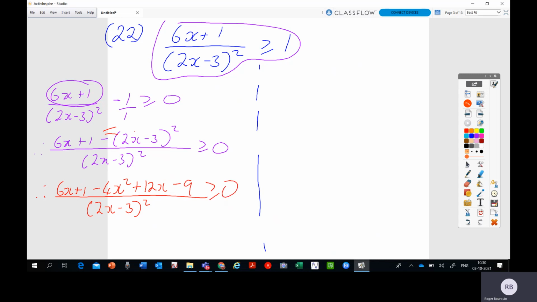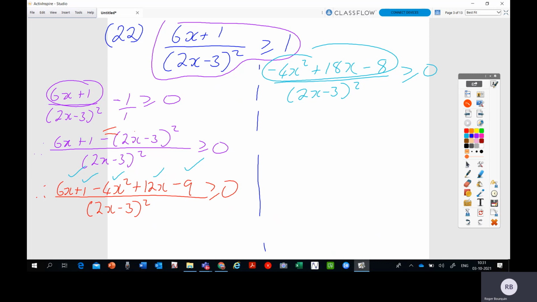Then I'm going to add like terms at the top. If I add my like terms, I'm going to get minus 4x squared, plus 12x plus 6x is plus 18x, and 1 minus 9 is minus 8, all over (2x minus 3) squared. And we want to know whether that's bigger than or equal to 0. To make my life easier, I'm going to divide the numerator by negative 2. Remember that the direction of the inequality is going to change. You don't touch the bottom, otherwise you haven't done anything.